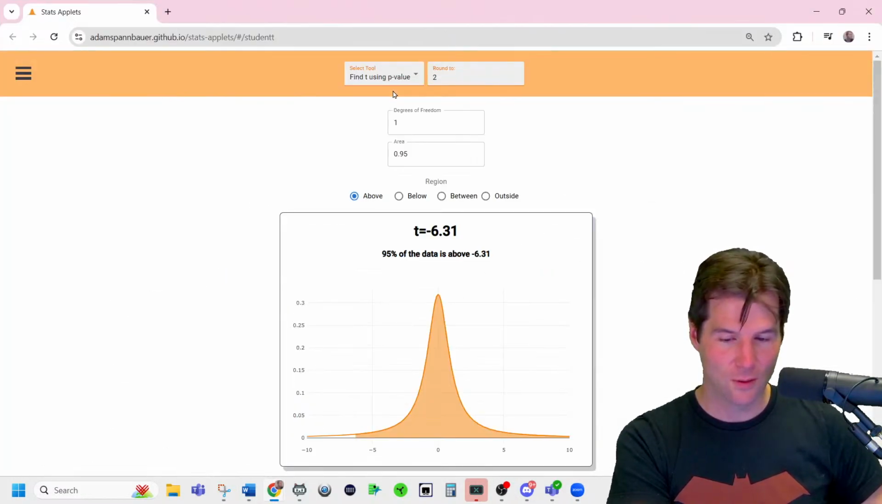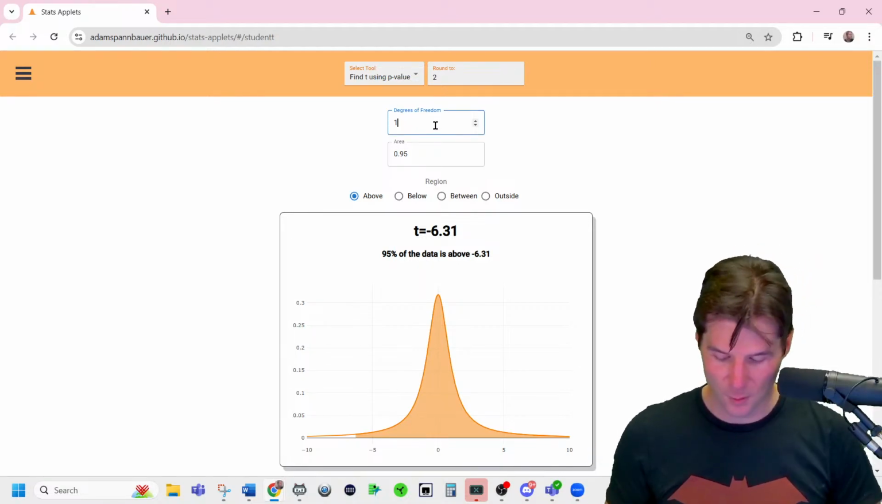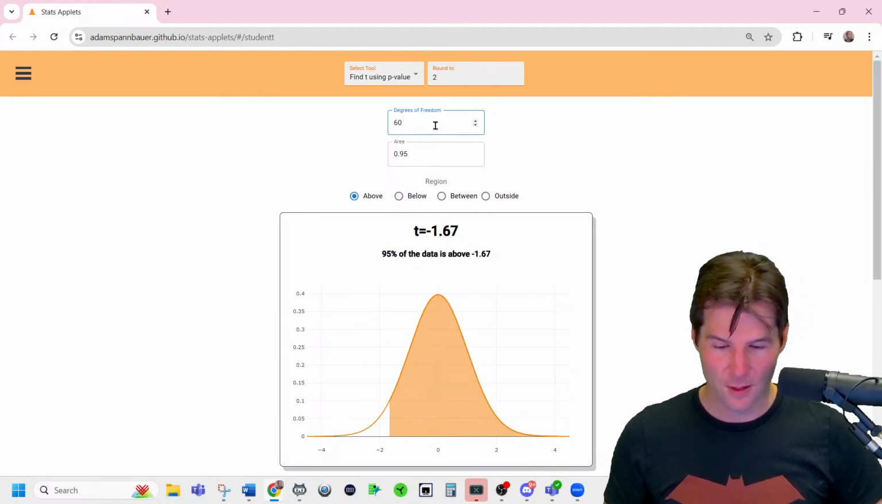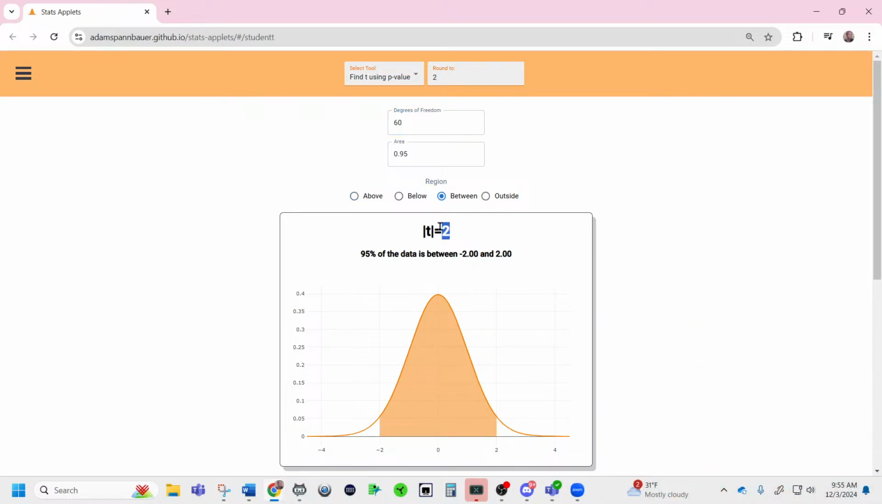T star with 60 degrees of freedom for 95% confidence. Well, you put 60 degrees of freedom here, and you get the between interval. Remember, we graphed between, and the answer is 2. Say, why isn't it 1.96? Well, that's the Z which the T will approach. The T will approach the Z as it gets more degrees of freedom.